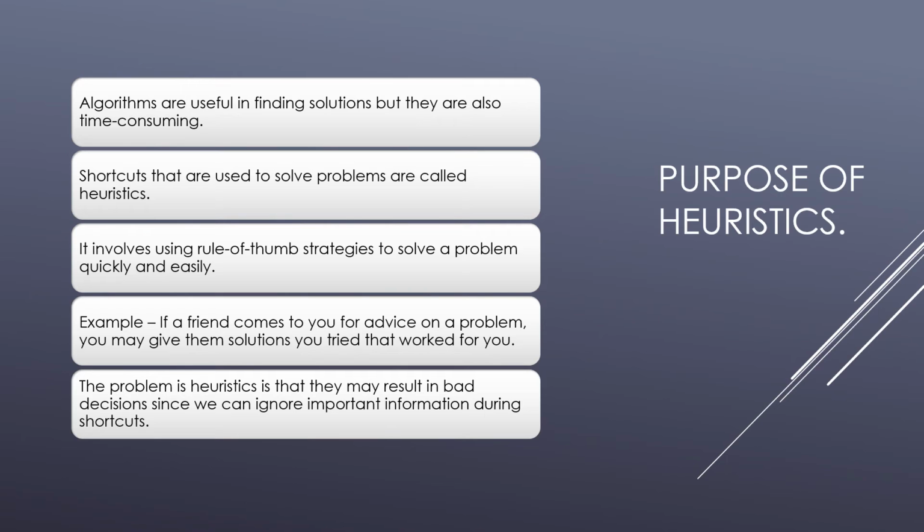Now, the problem with heuristics is that they may result in bad decisions since we can ignore important information during shortcuts. So, for example, maybe you give your friend the idea of the weekly planner, and your friend doesn't really use it that well, or doesn't do what you said to do, and it winds up doing more harm than good. So that could be a problem as well.